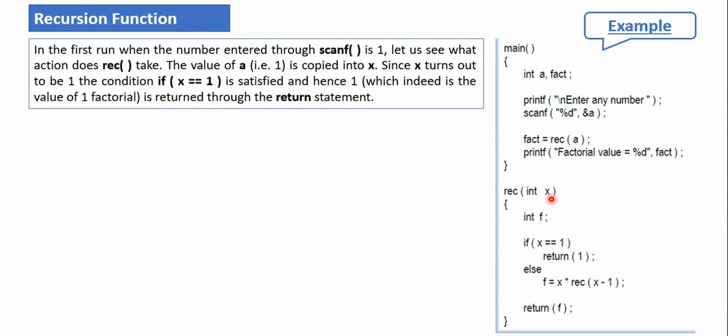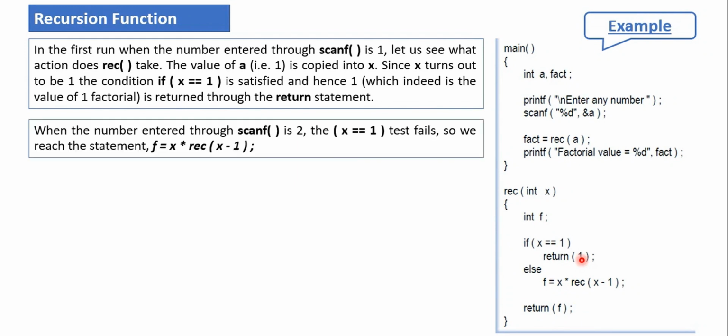Now since x turns out to be 1, the condition if x equal to 1 is satisfied, and hence 1, which indeed is the value of 1 factorial, is returned through the return statement. That means if x is equal to 1, we return 1 because the factorial of 1 is 1.